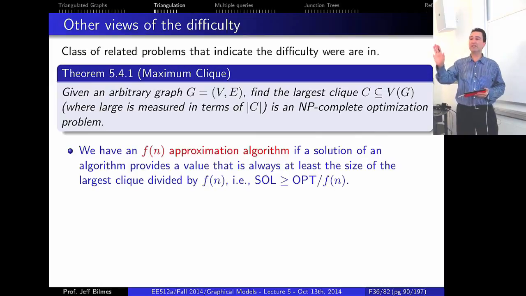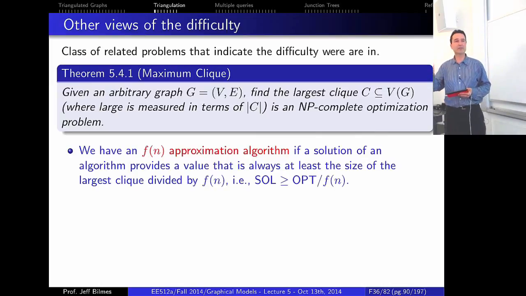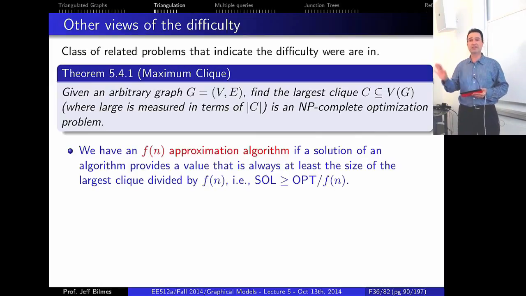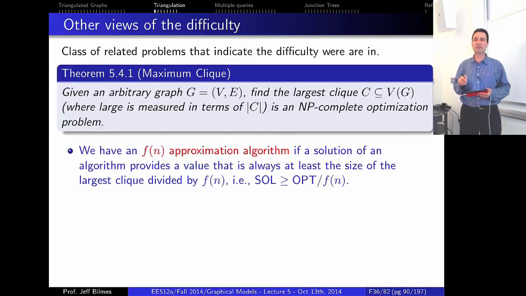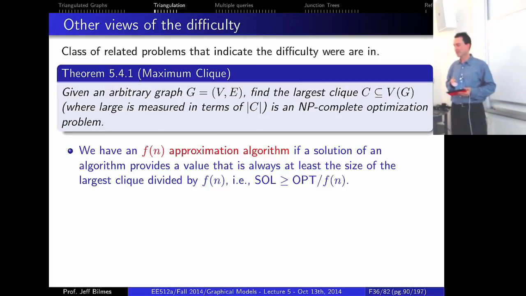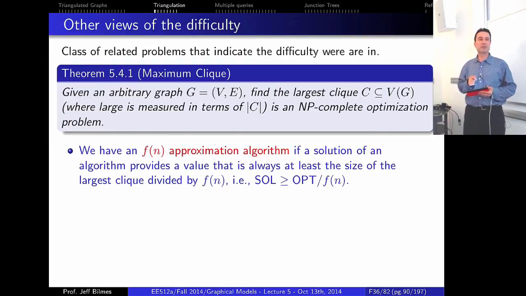So if you're given a graph that comes from the class of triangulated graphs, I can easily find the maximum clique. But what this theorem 5.4.1 says, however, is that if you don't know if the graph is triangulated or if it's an arbitrary graph, then suddenly the difference between being triangulated or not makes it an NP-complete problem. So the question is, how hard is this to approximate, this maximum clique problem?